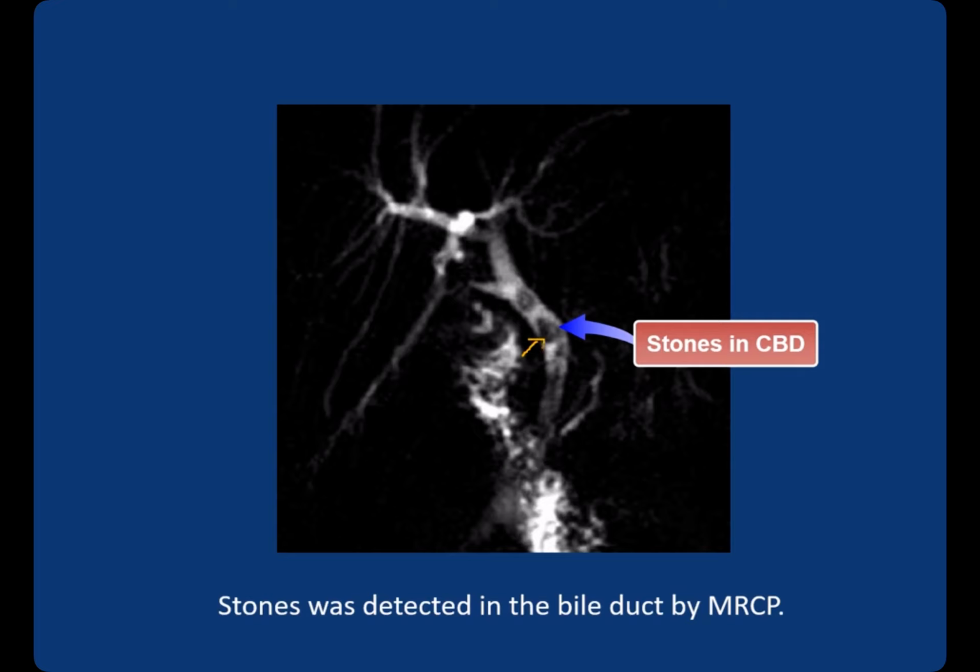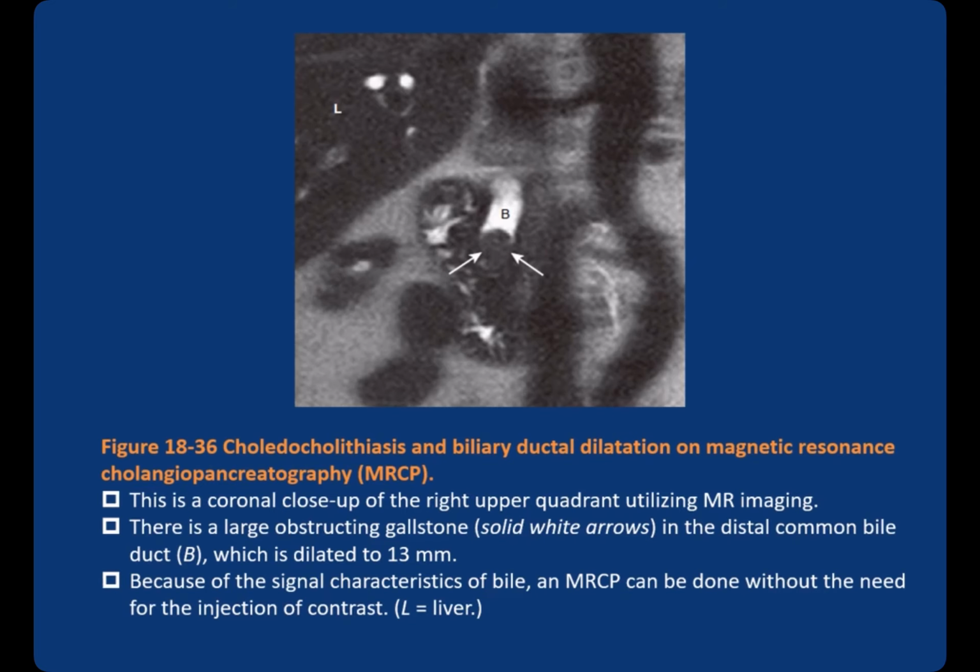In this case, we can see stones detected in the common bile duct by MRCP images. Here are the stones. They are located in the common bile duct. Here is also a case of stones located in the common bile duct, and we can also see the biliary ductal dilatation. And here is the stone. Because of the signal characteristics of bile, MRCP can be done without the need for injection of contrast.